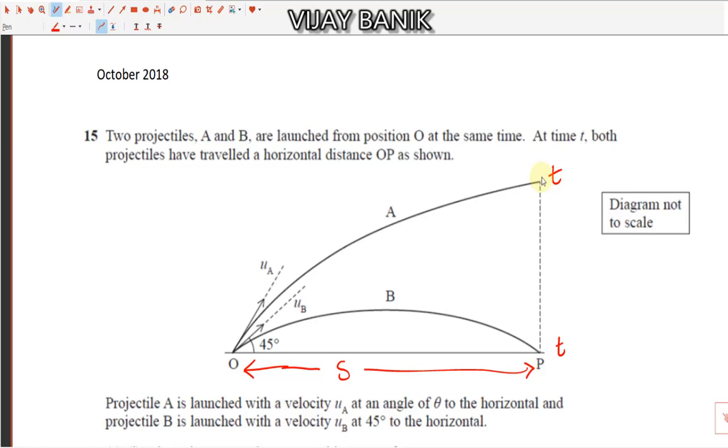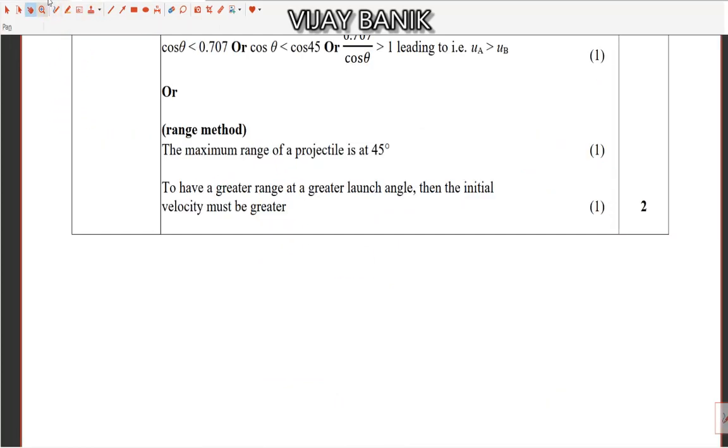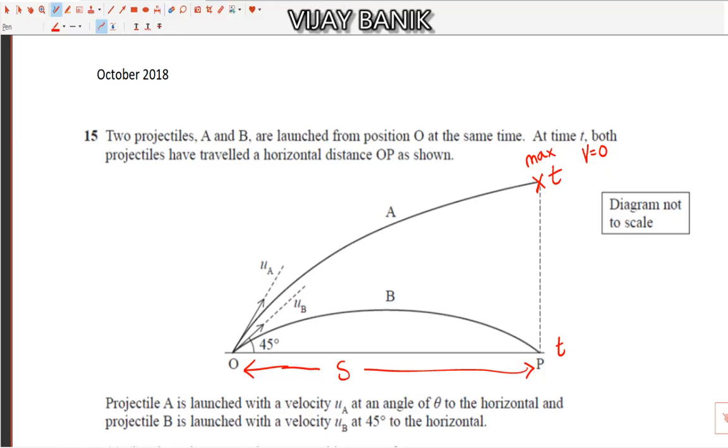And by the way, this is not the maximum point, so don't even try to use maximum-point conditions, like vertical velocity being 0 here. Don't even try, because this is not the maximum point; they did not mention it anywhere.